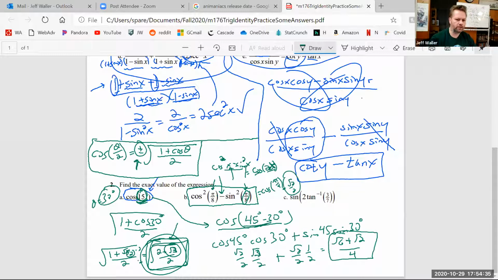Bam. So I can do this by hand with an identity's help, right? There's no way I could do pi over 8 by hand, but the expression went right into an identity for me. So I was able to do that. Okay, maybe.